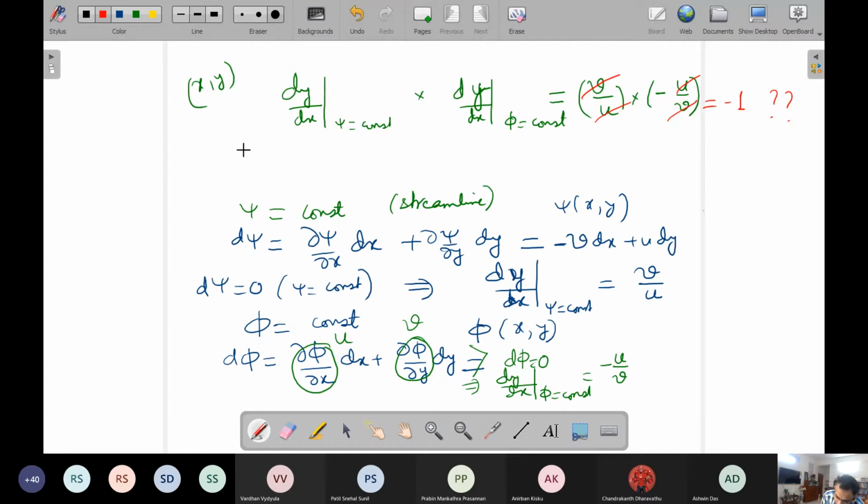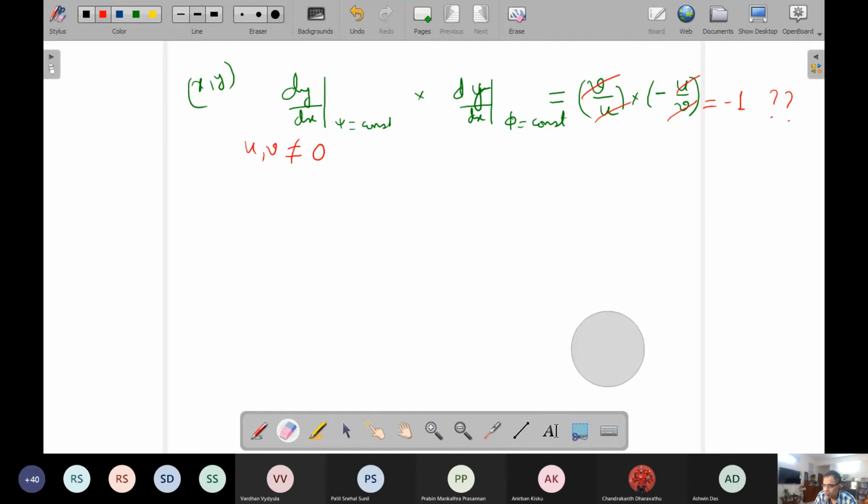So first of all, it works clearly when u and v are not equal to 0, because then you can safely cancel things. What we are coming up with is a condition that in calculus we have learned regarding the relationship between the slopes of the tangents, common tangents, tangents at the common points.